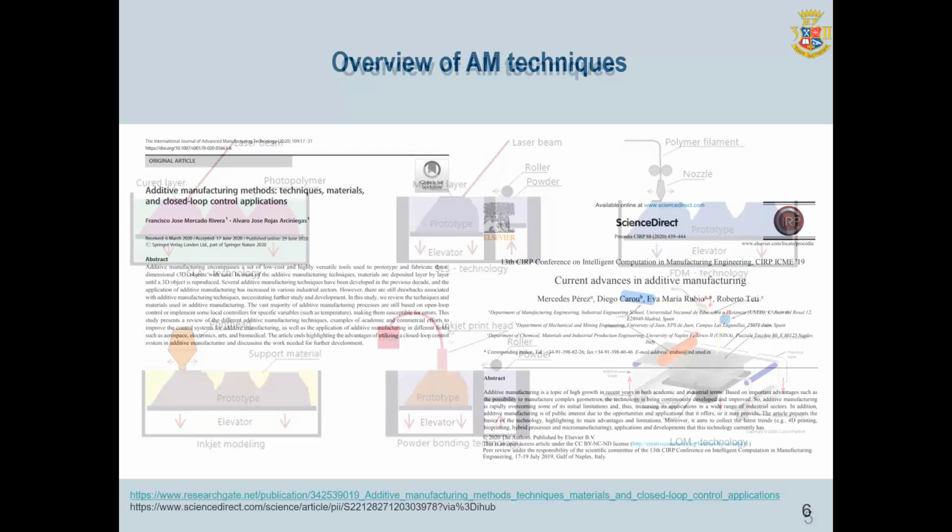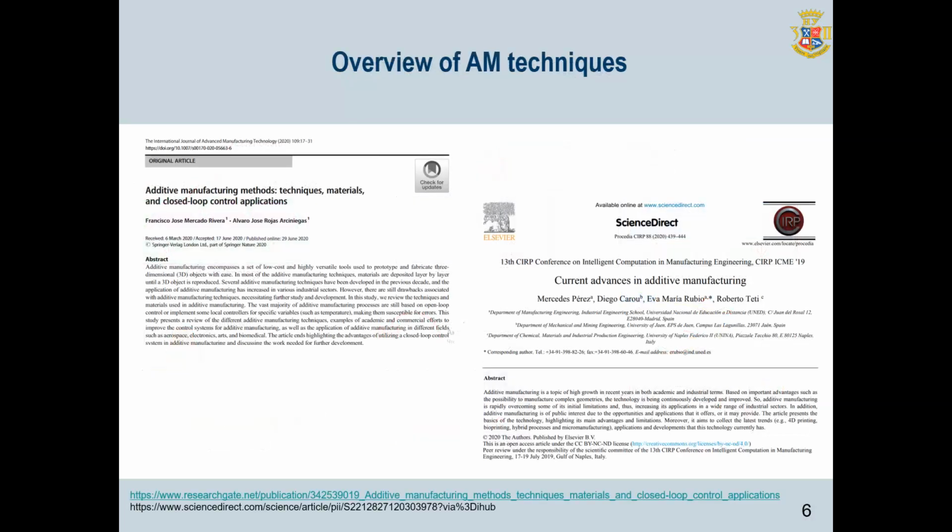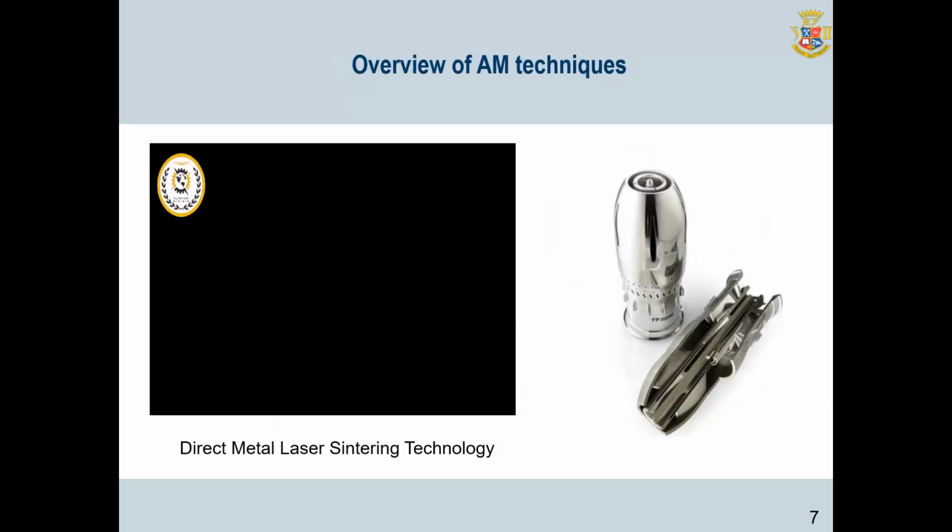More detailed information about modern techniques, materials, and current advances in additive manufacturing you can find in these papers. Metal additive manufacturing is a fast-growing part of 3D printing. Let's watch this video illustrating direct metal laser sintering technology as an example.